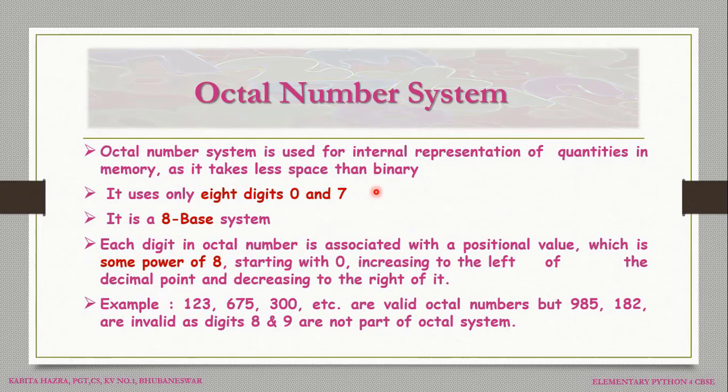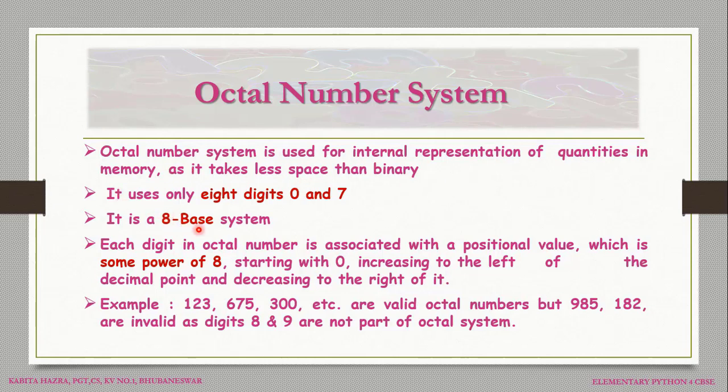Every day we use the decimal number system, or the data that we provide is in decimal, and processing is done in binary. But binary number system takes a large amount of space, and for convenience of representing the data internally in memory, two intermediate number systems, that is octal and hexadecimal number systems, are used. The octal number system is basically used for internal representation of numeric quantities in memory, as octal numbers take less space than binary.